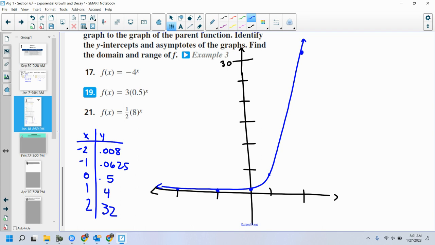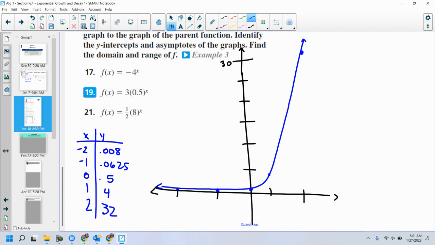And there's my graph. Key things that I'm going to look for here. I want to see the curve. I don't want to see a straight line. I want to see a curve. I want to see the coordinates that you plotted. And I want to make sure that it does not cross the x-axis, because that's that idea of an asymptote.